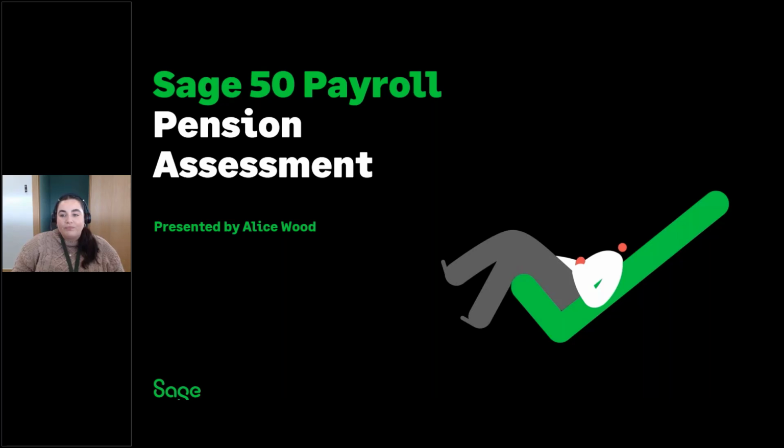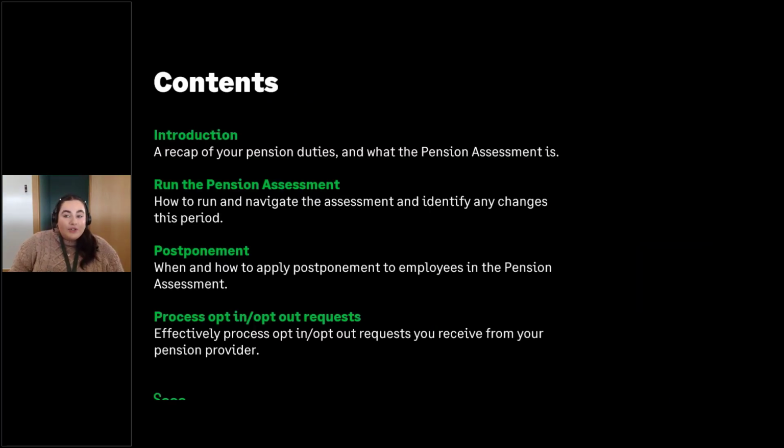Let's also look at what we're going to cover in the session. I'll begin with an introduction, a bit of a recap of your pension duties as an employer and also what the pension assessment is. We'll then move on to running the pension assessment, so how to navigate this and identify any changes that you've had in a particular period. We'll then look at postponement, so what this is and how to apply it to your employees in the pension assessment. And lastly, we'll look at processing opt-in and opt-out requests too, so how to effectively process these again in the pension assessment.